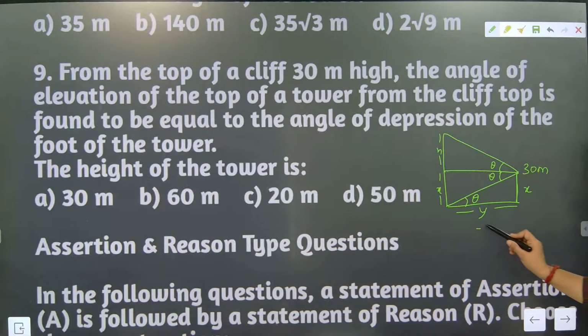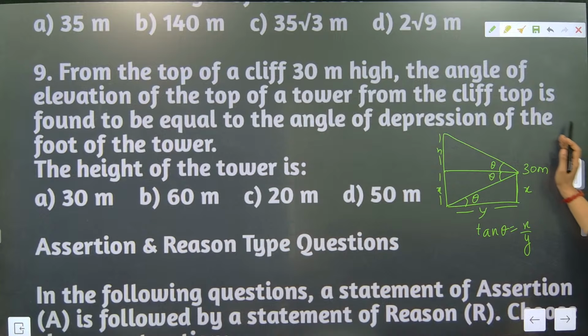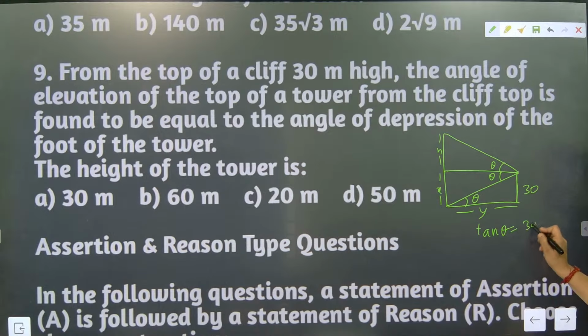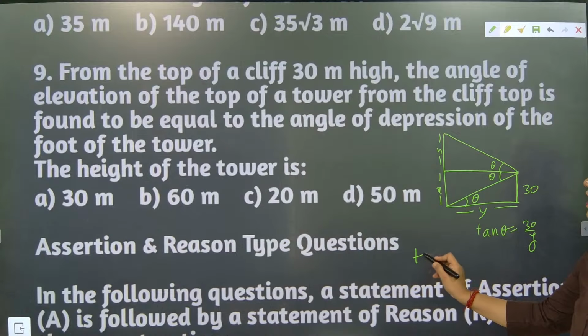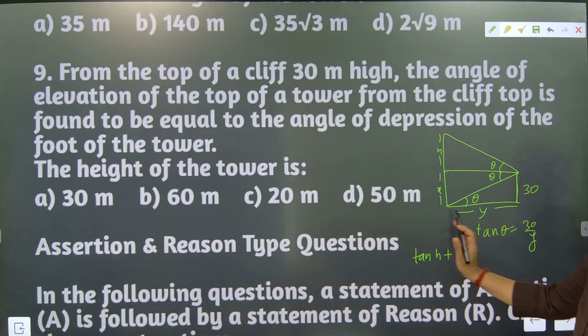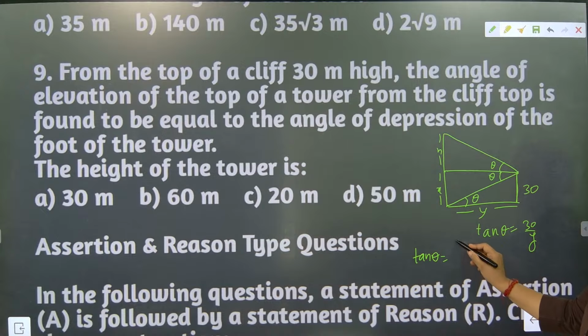So first, tan theta is equal to x by y. Then, because they told us the cliff height is exactly 30 meter, this part will become 30. So it is 30 by y. Now here, total tan theta is equal to h plus 30 by y.